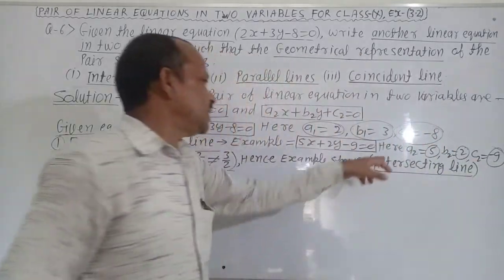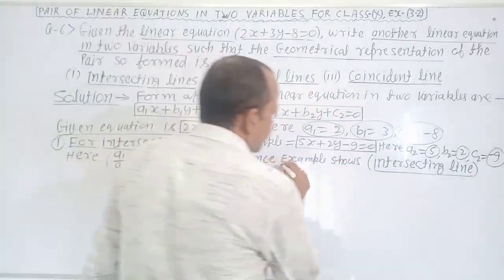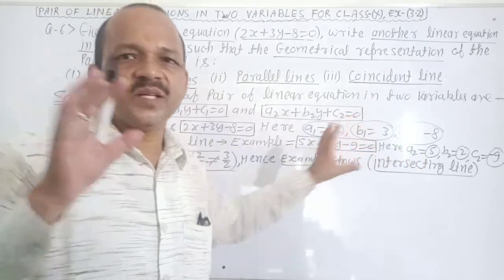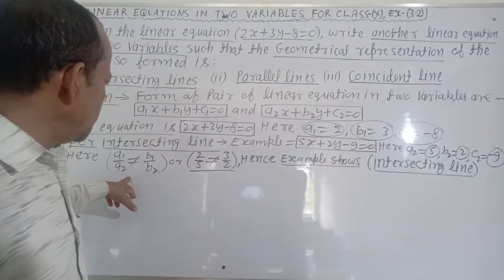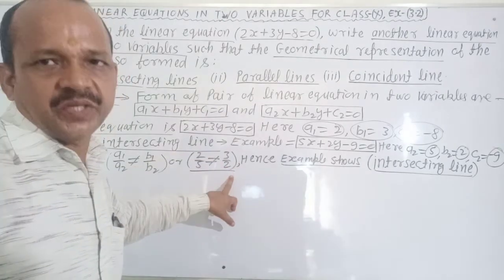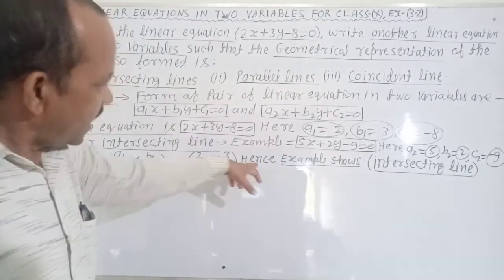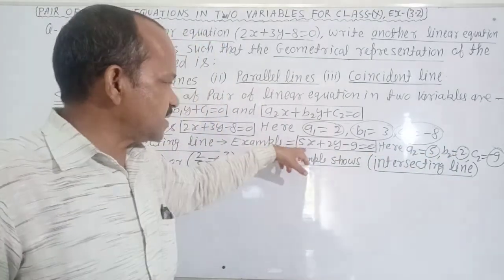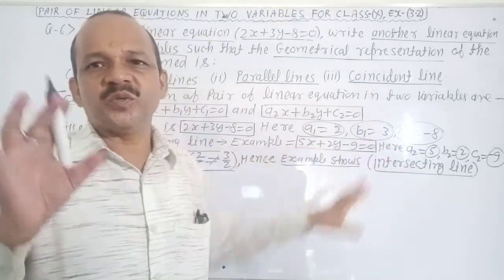Example shows intersecting line. Clear? No confusion about it? Very good. Here A1 by A2 not equal to B1 by B2. 2 by 5 not equal to 3 by 2. Hence example shows intersecting line. Example 5x plus 2y minus 9 equal to 0. Clear?